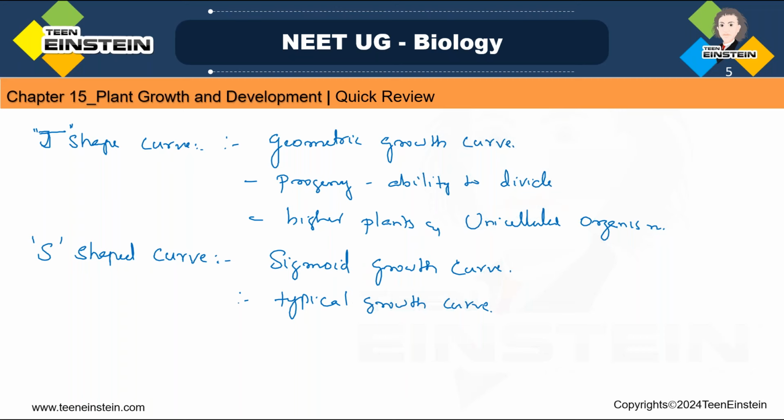This is the typical growth curve in almost all organisms, because they are in the natural habitat. So those can show the typical growth curve. Organisms of this type have a sigmoid growth curve, which is divided into four phases. Which are the four phases?